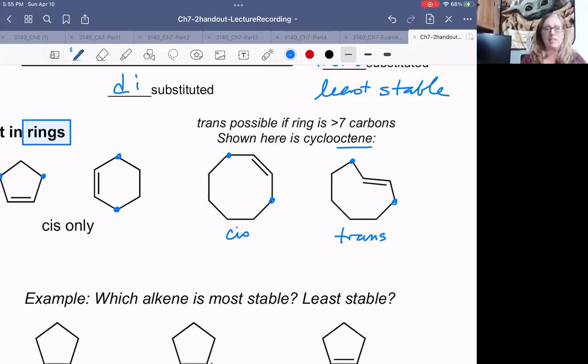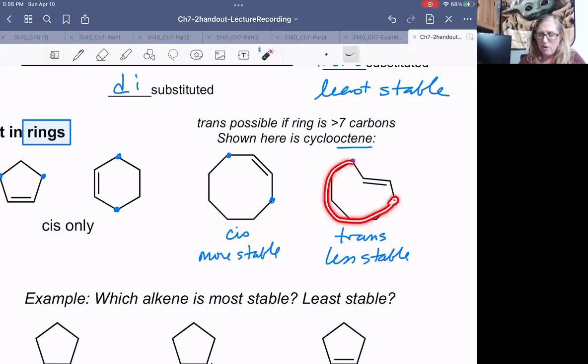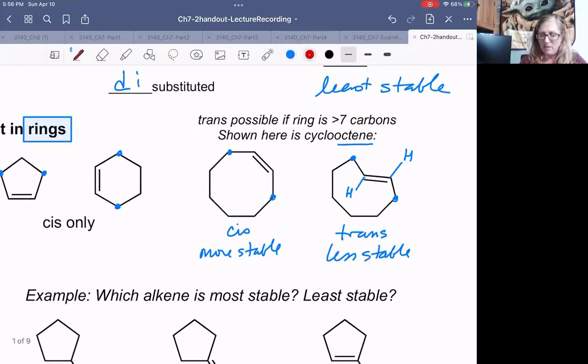Okay, and so this is the case now. Typically trans is more stable, but when it's in the ring, it becomes less stable. Cis is going to be more stable. So what's the problem here? Well, again, it's large enough that these two carbons are able to reach each other, but the problem is when you draw on the hydrogen atoms, you see that that hydrogen atom now is kind of forced inside the ring. So now we get some of that steric crowding again and some other strain.